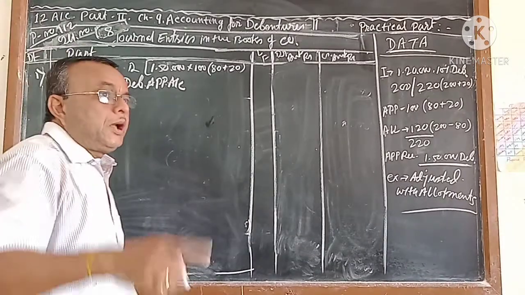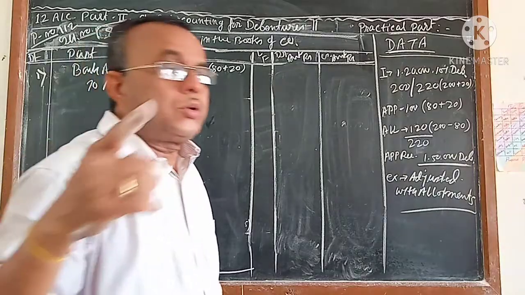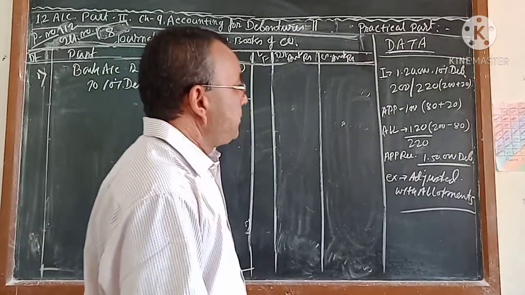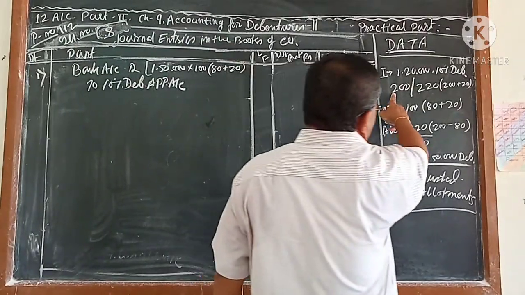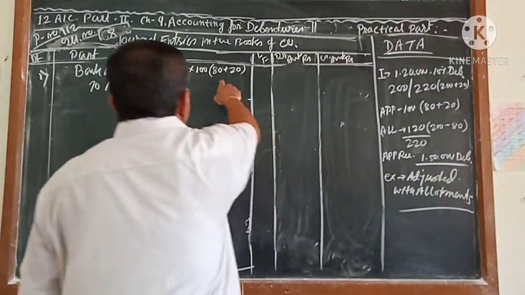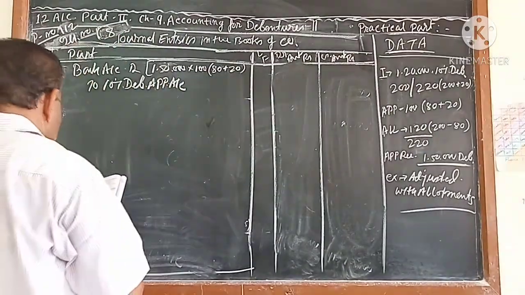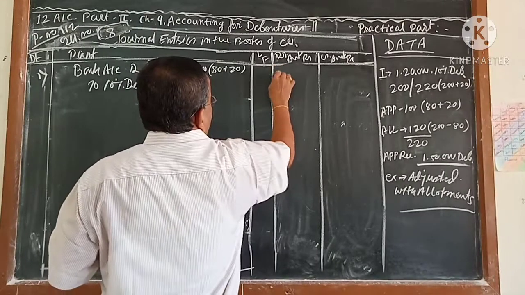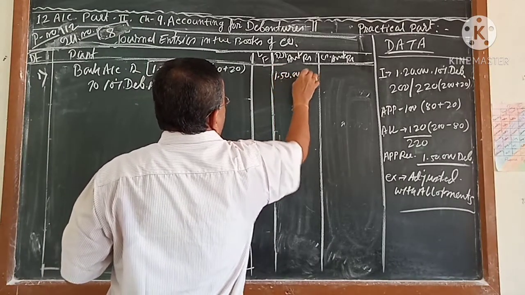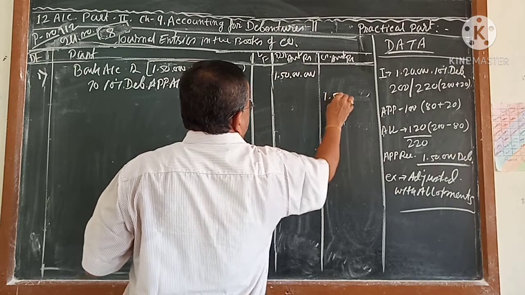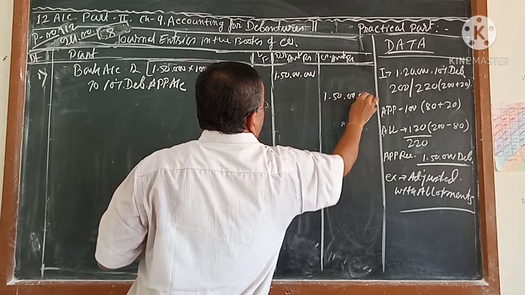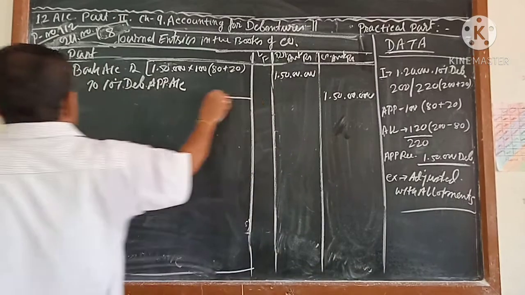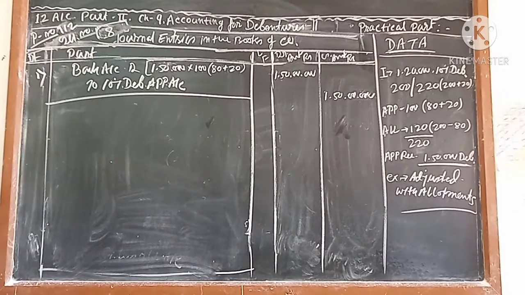Because whenever you issue at a premium, at that time you are taking the premium. How much? 10%. 10% of 200 comes to 20. So this amount you are going to get comes to 1,50,000 times 100, that is 1,50,00,000. This is your first journal.